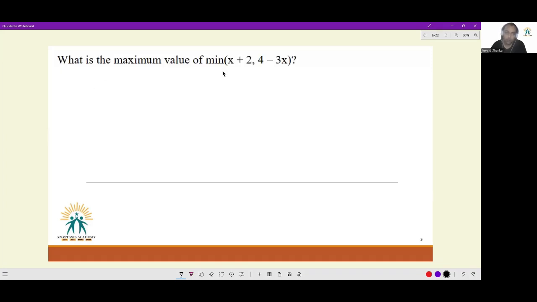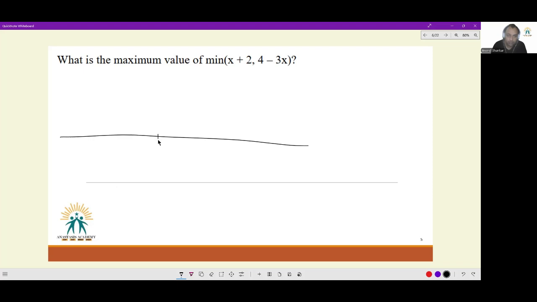Next, what is the maximum value of this min function? Now, you should be able to arrive at this answer graphically. Not every question requires you to create a graph, but for this particular question, you should be able to arrive at the answer graphically.